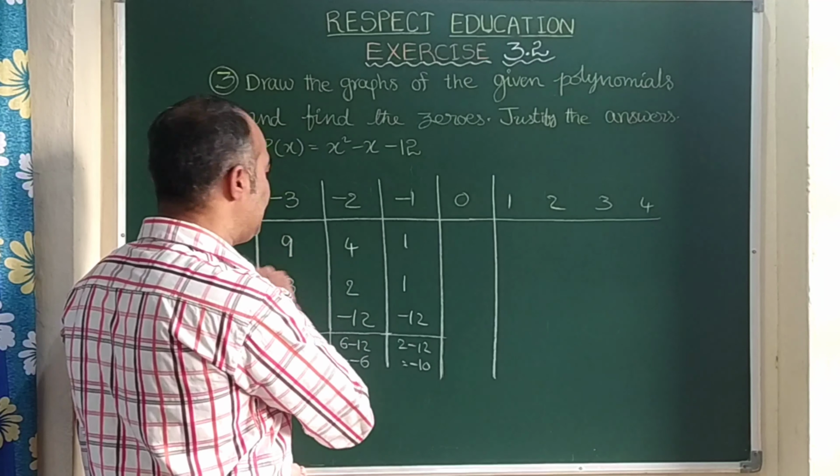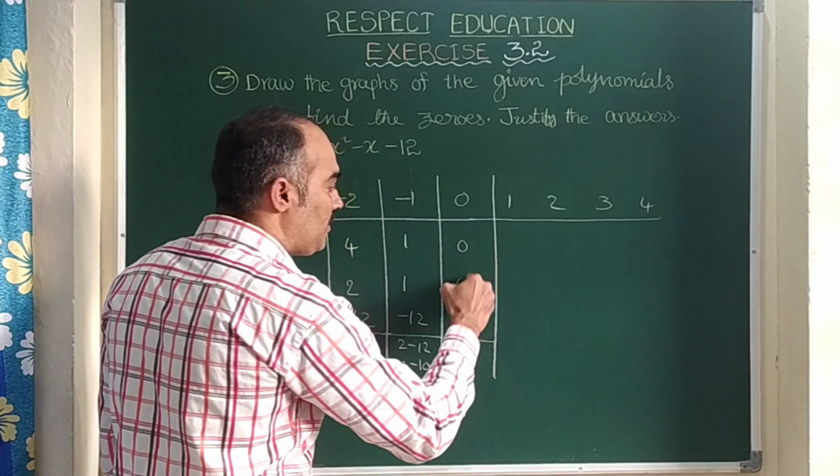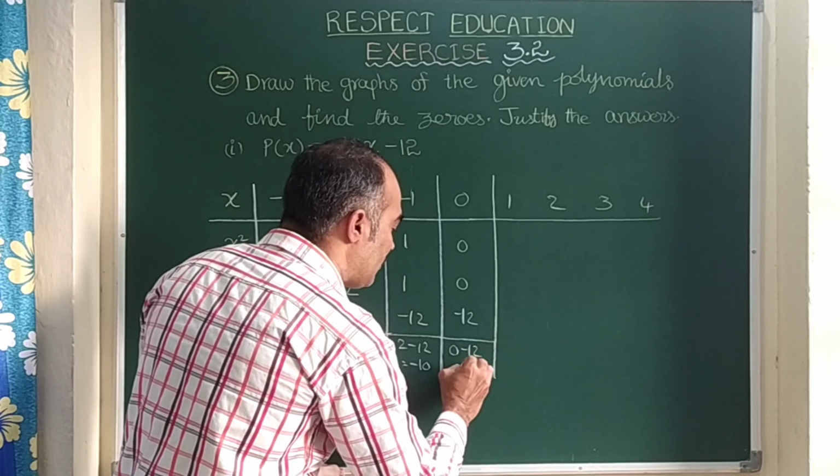This is 0. So here 0 square is 0. Minus 0 is 0. This is minus 12. 0 plus 0 is 0. 0 minus 12 is minus 12. So we can write 0 minus 12 is minus 12.